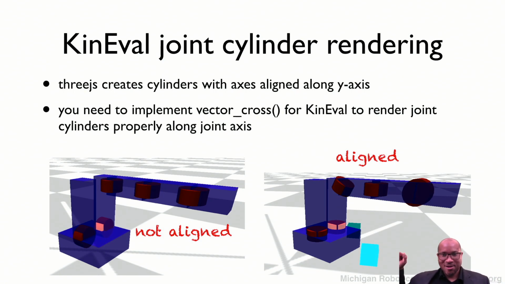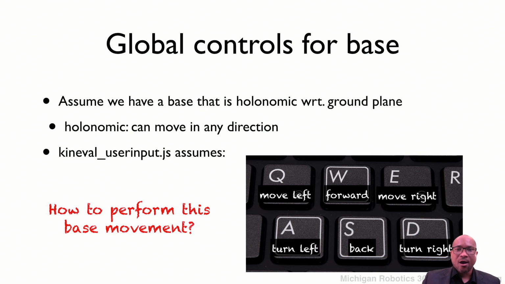It goes that way, with joint cylinders when they're rendered that are not aligned with the joint axis. So if you implement vector cross properly, the code stencil will do the alignment of the joint cylinders for you. When you move the robot around in the base, we use WASD controls, and so we should be able to move the robot around the base.